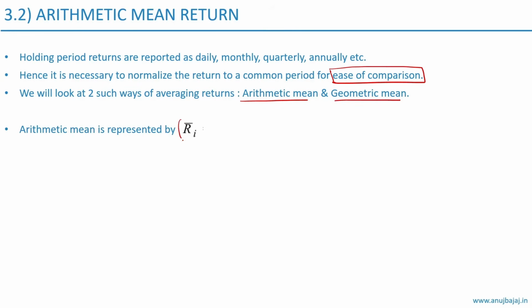Arithmetic mean is represented by R bar subscript i. i represents the particular asset. Suppose a particular investor has invested in asset i and he held the asset for 3 years. During year 1, the return was negative 50%. During year 2, the return was 35%. And during year 3, it was 27%. To find the arithmetic mean, we simply add the returns and divide it by 3. And you should get the arithmetic mean return of 4%.